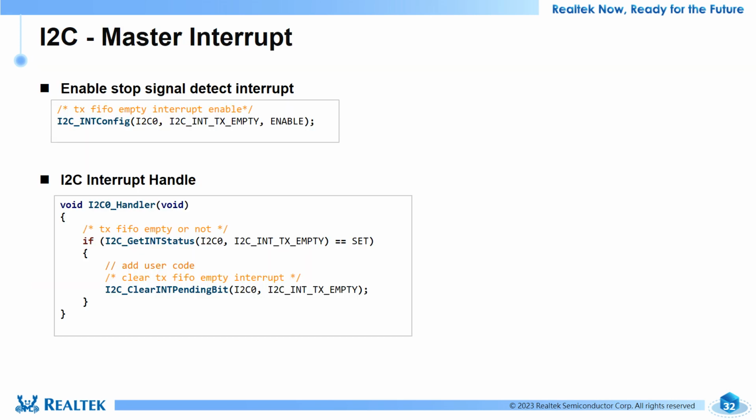The following is an example of using interrupts in I2C master mode. First, call I2C int config to open the corresponding interrupt during the I2C initialization process, and then call I2C get int status in the interrupt function to determine whether the corresponding interrupt occurs. If an interrupt occurs, call I2C clear int pending bit to clear the interrupt flag.